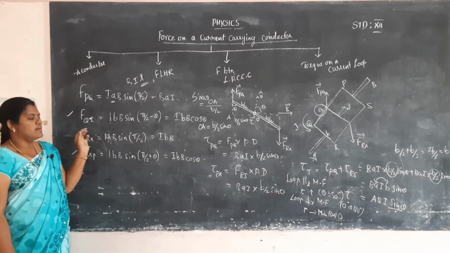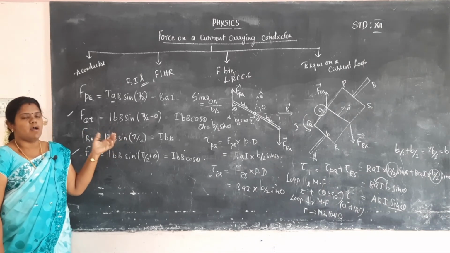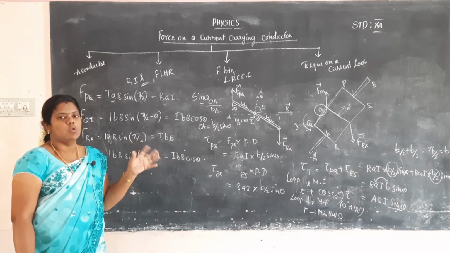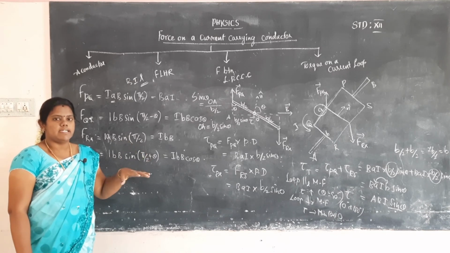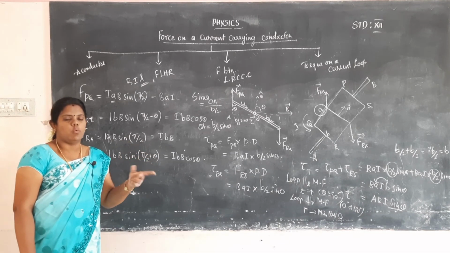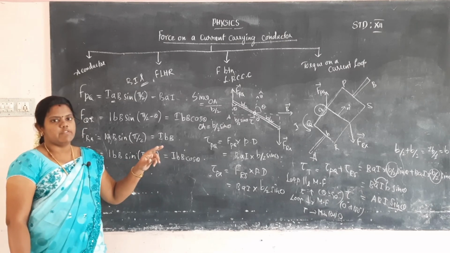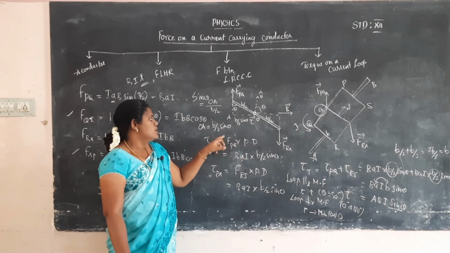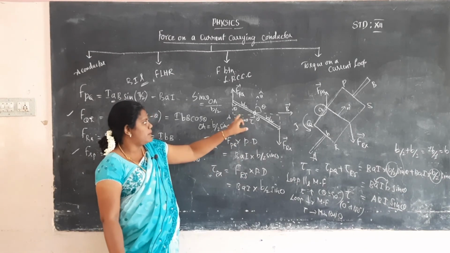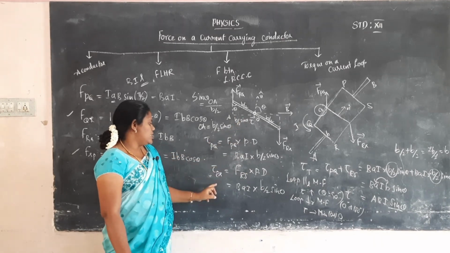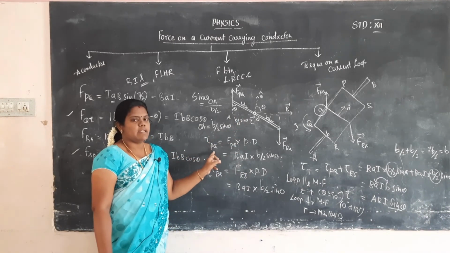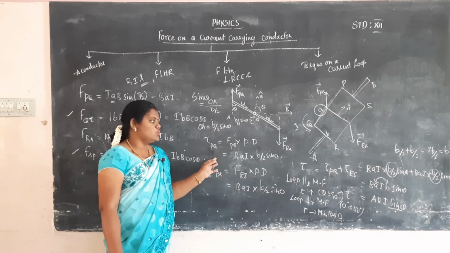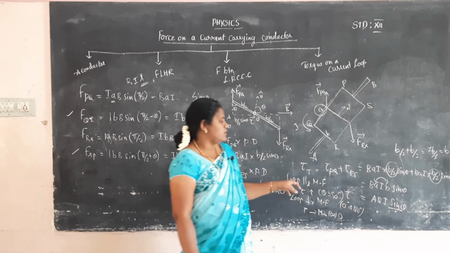Now we want to calculate the torque acting on the rectangular loop. The two forces acting on the two arms are opposite to one another, and automatically create the turning effect, that is the torque. So torque tau is equal to force into the perpendicular distance. We substitute the force value, and the perpendicular distance is b by 2 sin theta. So we calculate the torque acting on PQ and the torque acting on RS, and then we add the two torques to get the total torque acting on the rectangular loop.